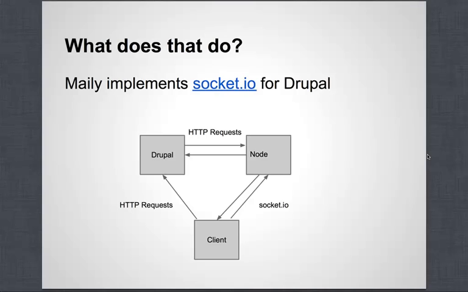So between the client, Node, and Drupal, we're setting up a Node server that's going to run independent of Drupal. Drupal and Node are going to trust each other because there's a security token that they're passing back and forth to say, hey, you're allowed to talk to me. And then Node's going to handle all of the socket communication, and Drupal's going to handle all of the HTTP requests.